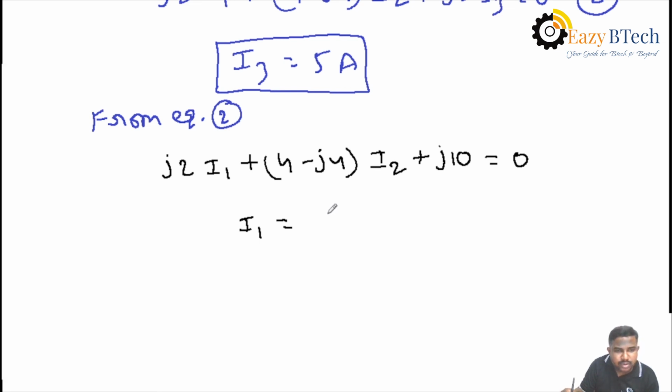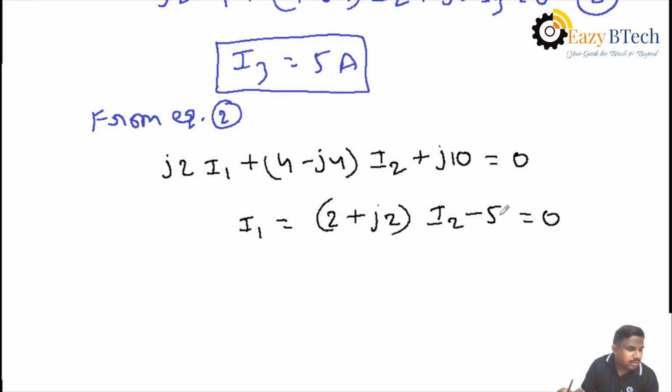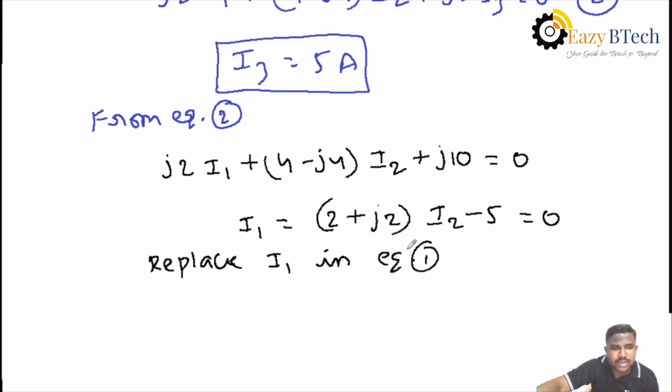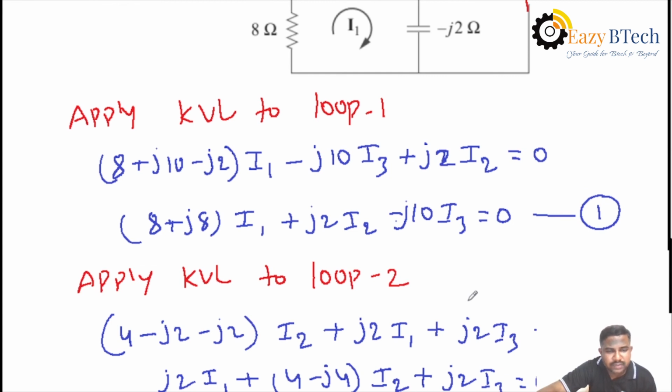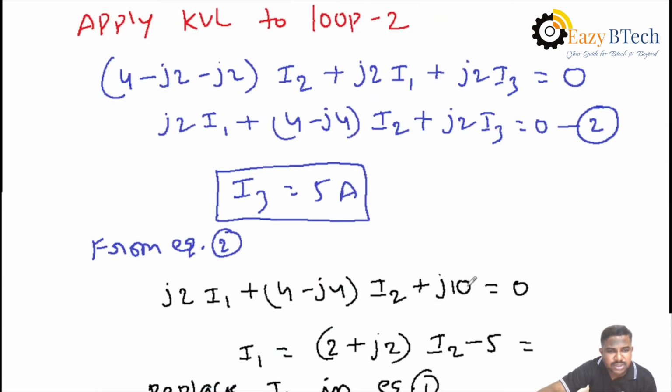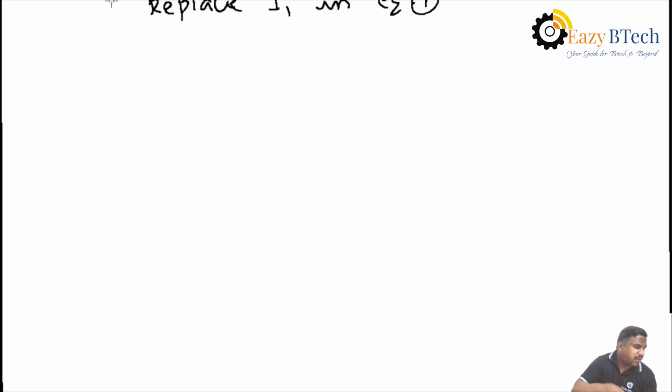Then what happened here? You can divide the total equation by 2. Then the equation becomes (2 plus J2) into I2 minus 5 equal to 0. This is the I1 value here. You can replace this I1 value in equation 1. Replace I1 in equation 1, then find out the I2 value here. After replacing the I1 and I3 values in equation 1, the total equation becomes in terms of I2. Then simply find out the I2 value.